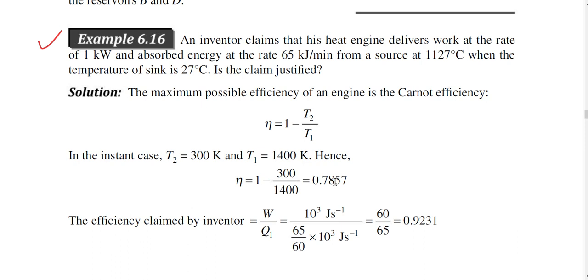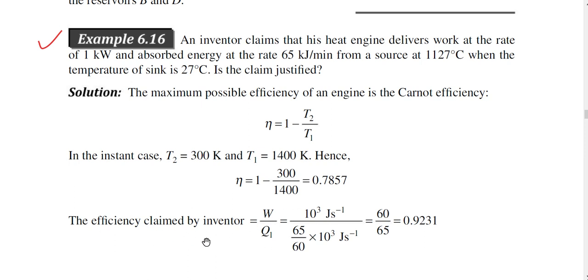That is, if we use the source temperature and the sink temperature values, then the maximum efficiency, that is the efficiency of the Carnot engine eta, must be 0.78. But the inventor claims that the engine can deliver work at the rate of 1 kilowatt and absorbs energy at the rate of 65 kilojoule per minute.